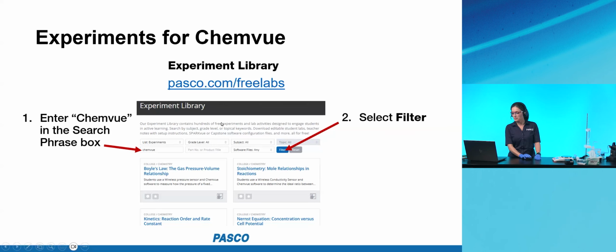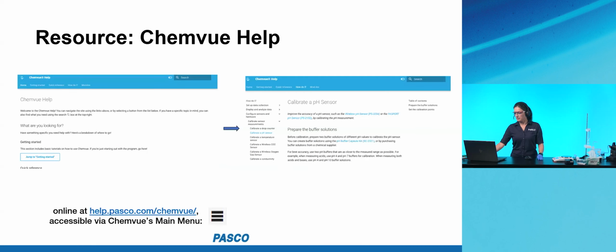This is what it looks like when you go there. There's a box here that says search phrase. Type Chemvue in there. And when you type in Chemvue and then you click the filter button, all the labs that are written specifically for the Chemvue software will come up. And we're adding new labs to that all the time. So check it frequently. There's all kinds of labs that you would do in your general chemistry, freshman chemistry in college, or even some of the AP labs, or even regular, ordinary chemistry in high school there.